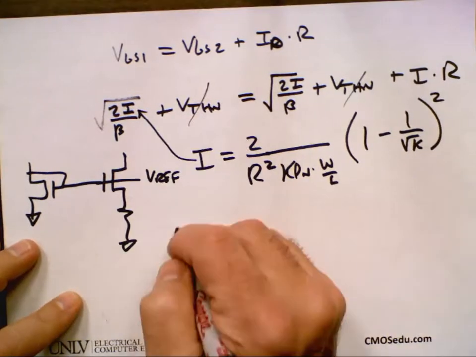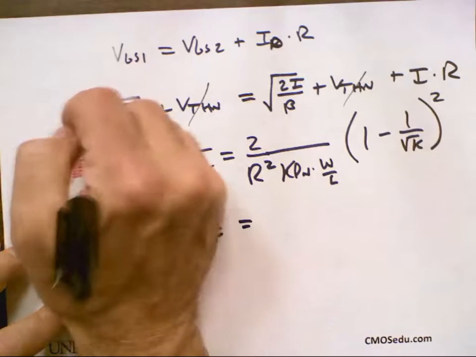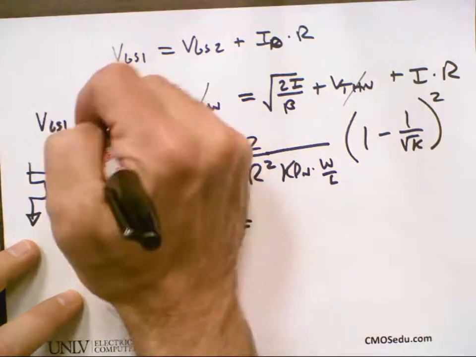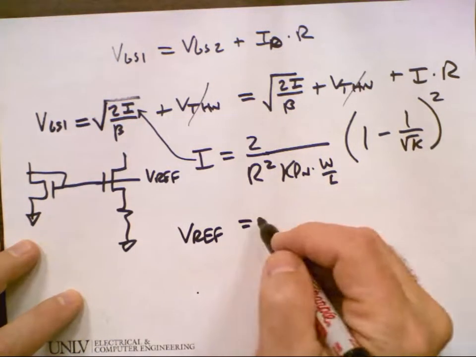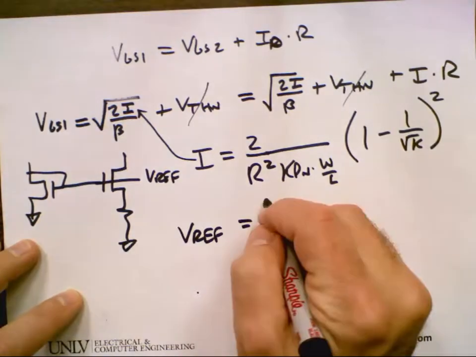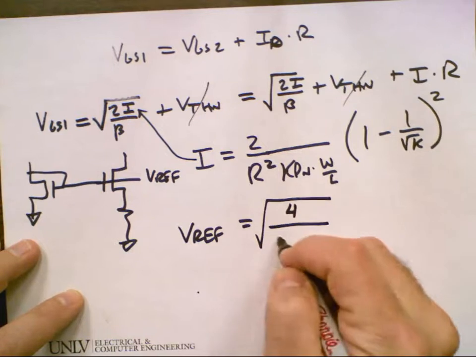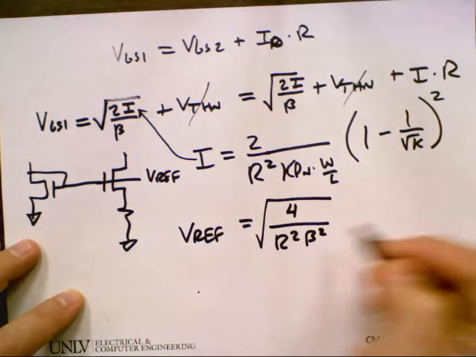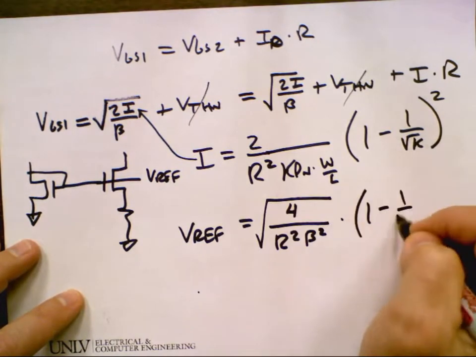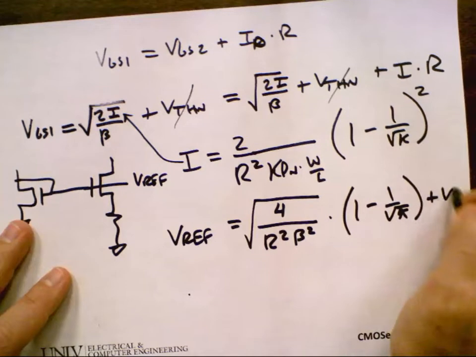And then I'm going to say Vref is equal to, because that's VGS. Does everybody agree with that? Okay, Vref is equal to, plugging this back in, the square root of 4 over R squared beta squared times 1 minus 1 over root K plus V threshold N.